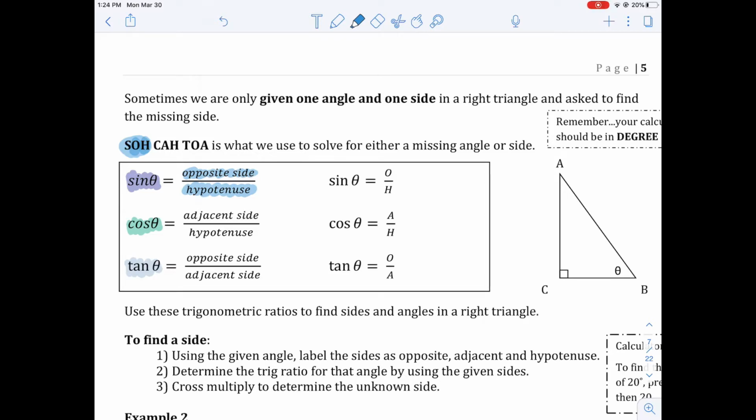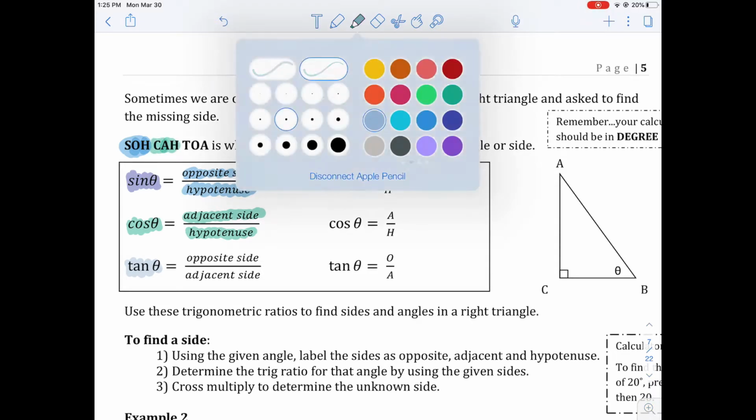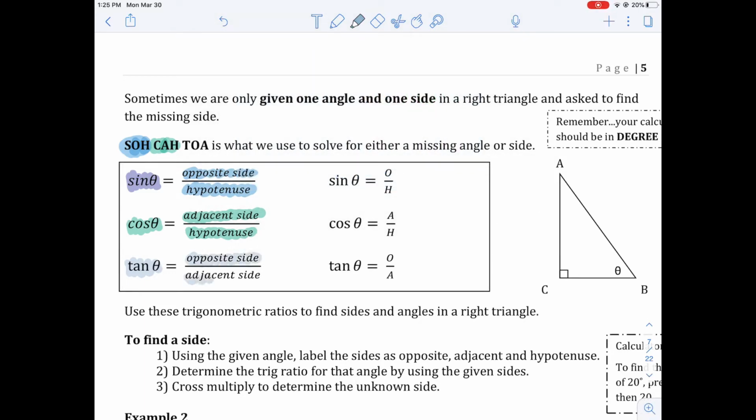With the same idea, cosine refers to the adjacent side and the hypotenuse side. So cosine refers to A divided by H. So we have the sound of ka. Cosine is adjacent over hypotenuse. Tangent now is comparing the opposite side to the adjacent side. So when you put those together, tangent is opposite over adjacent. So in TOA, it's tangent, opposite over adjacent.